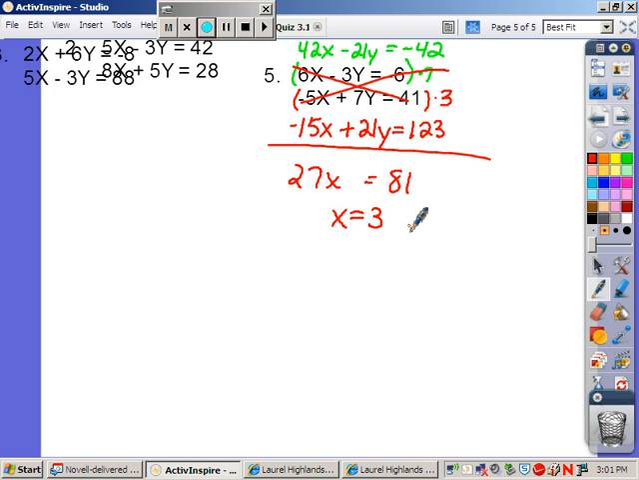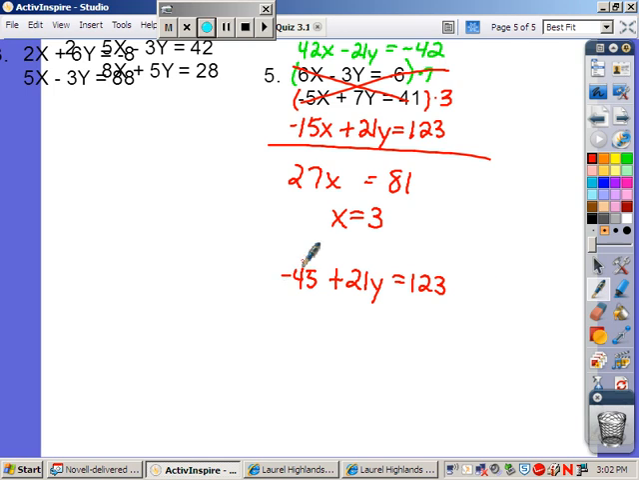So to get y, again, you can pick either equation. I'm going to choose the bottom one. I see a positive here that's better for me. I don't know why, it just seems nice. So I'm going to put this 3 right here where x would be. And I would get negative 45 plus 21y equals 123.